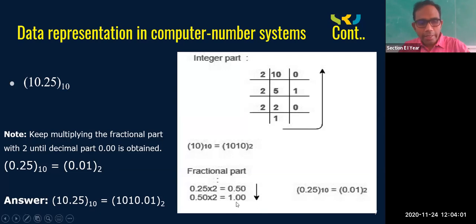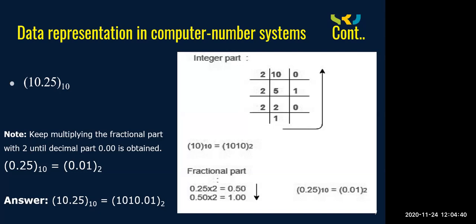Till the resultant after the dot becomes 0.00, till that time you keep on multiplying with 2. It is irrelevant how many values you are going to get. So 0.25 into 2, 0.50. Multiply 0.50 with 2, you are going to get 1.00. Okay, 1.00. Now, when you get 1.00, how many times have you done the multiplication part? Twice. Is that clear? You have performed multiplication twice.